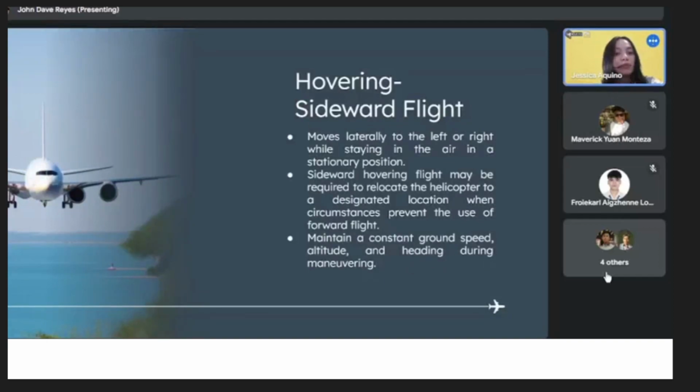Same as forward flight, throughout the maneuver it is important to maintain a constant ground speed and altitude as well as the heading.